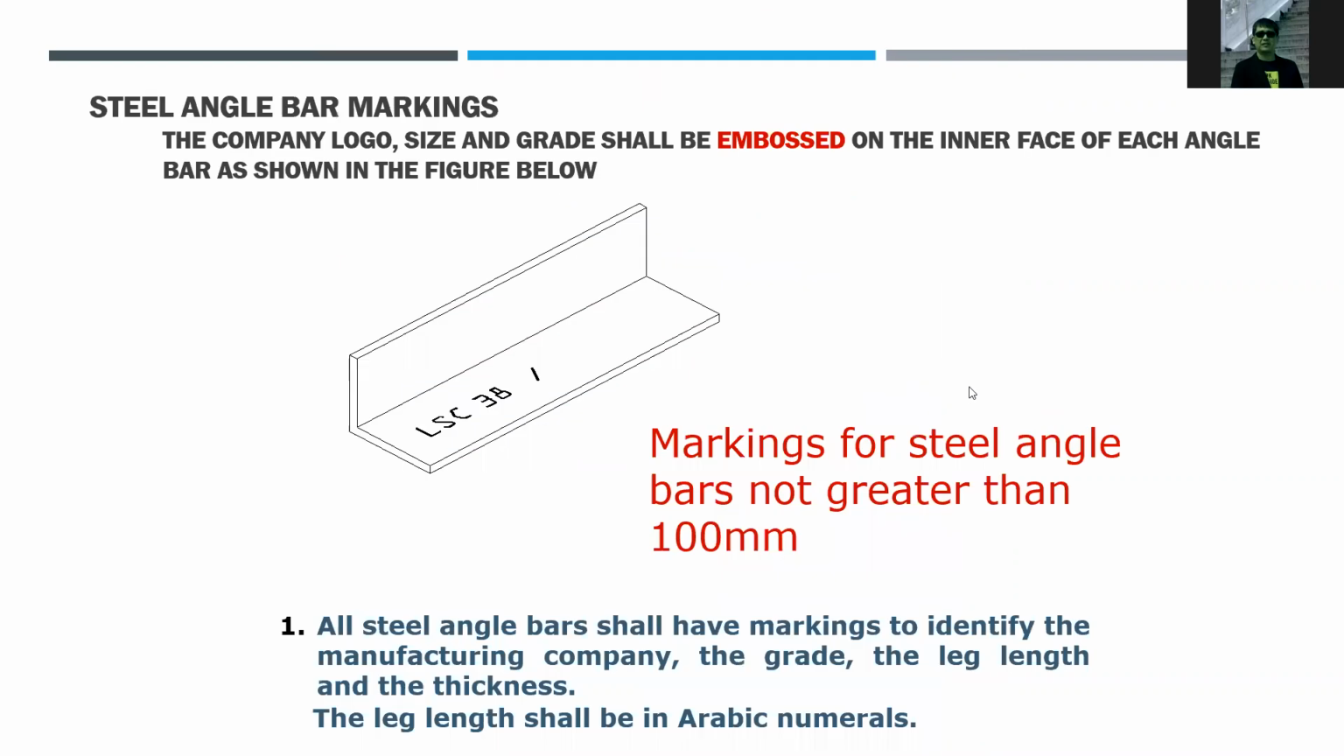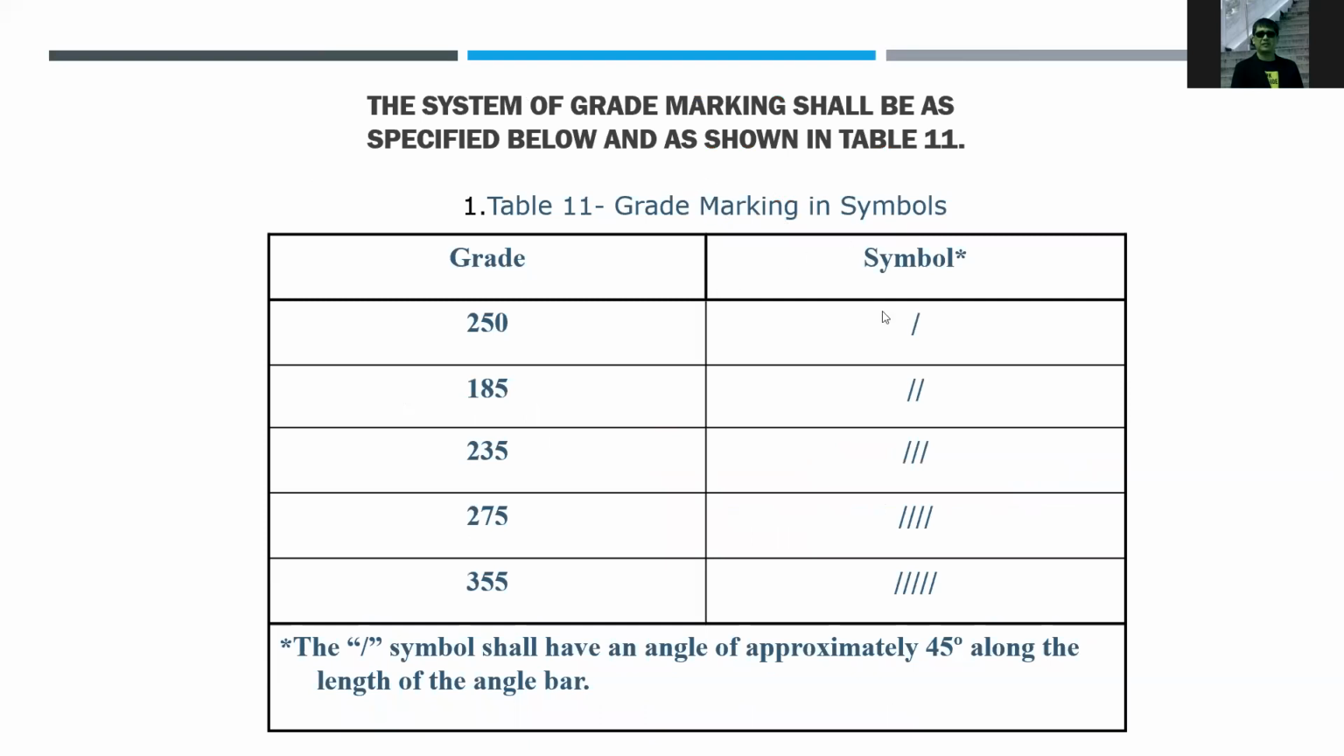And these are the markings for angle bars. Usually we can see the company logo, where you bought the angle bars, and we have the logo, the leg length, and we have the grade. This is the grade of the markings. So these are the different grade markings. As you can see, 250, 185, 235, 275, 355. These are the grade markings that you will see on angular bars.